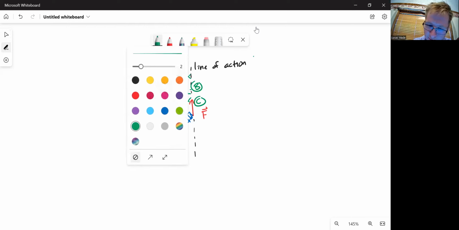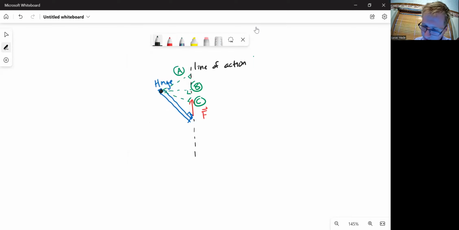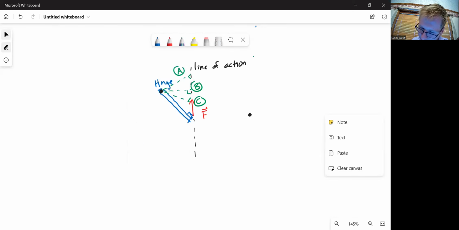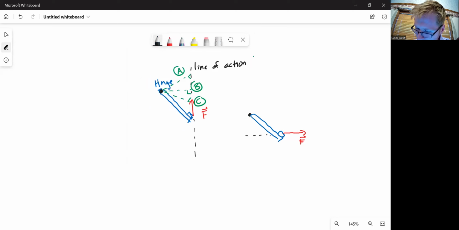So if you have, let's see, doors are the easiest thing to draw here. So I'm just going to do another door. So if you applied a force like that, do the same thing. Draw your line of action. It's just the line that that force lies on. You can make it as long as you want in both directions.